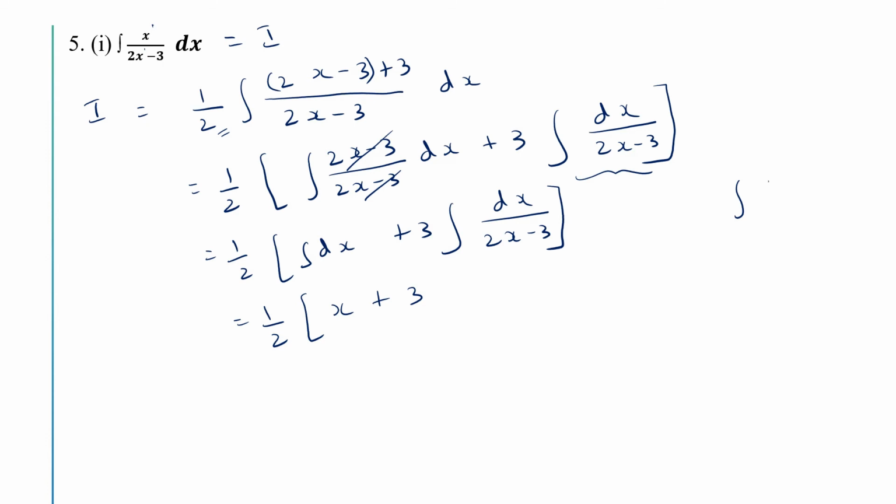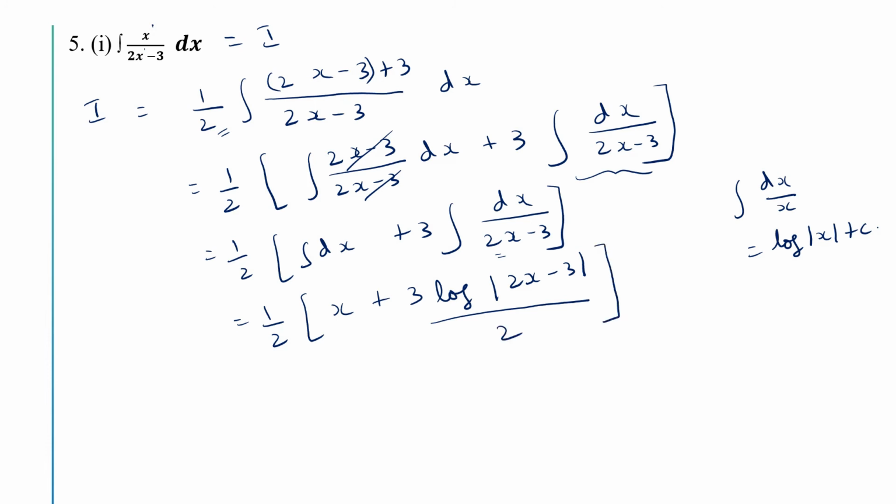We know that integral dx by x is log mod x plus c. So here integral dx by 2x minus 3 is log mod 2x minus 3 divided by 2, then plus c. So this is equal to x by 2 plus 3 by 4 log mod 2x minus 3 plus c. So this is the given integral.